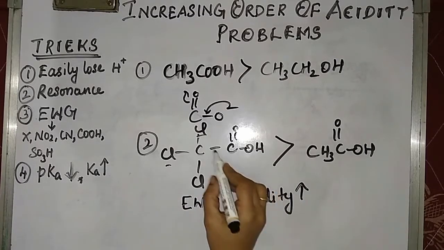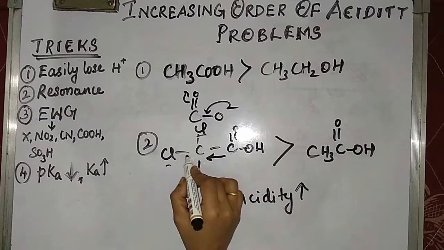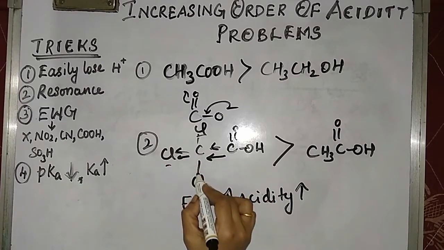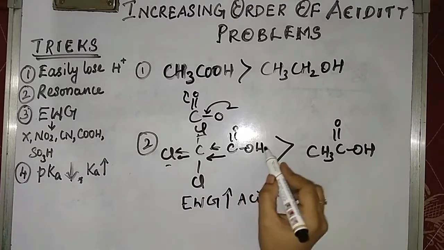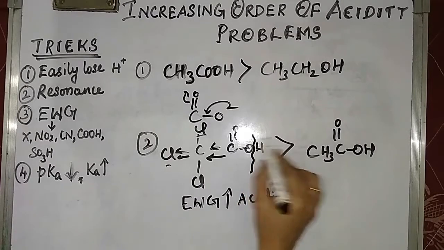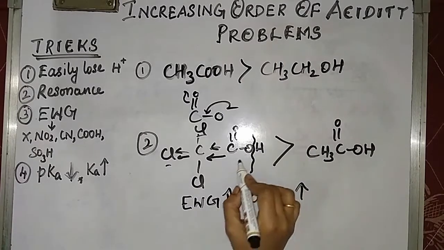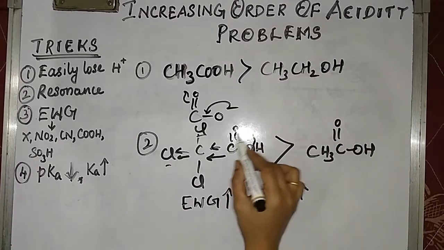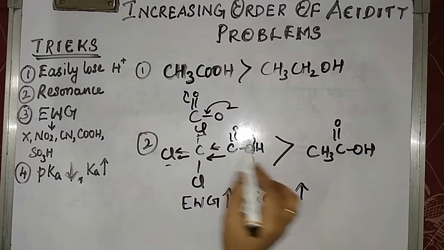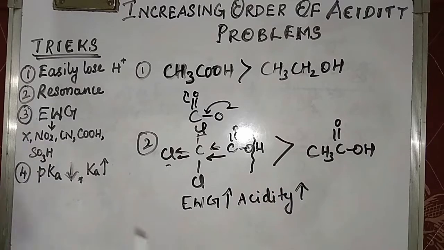Why does it increase? It withdraws the electrons towards itself, and what will happen? The proton will easily leave the oxygen atom. It decreases the negative charge on the oxygen atom, so the proton easily leaves from that.